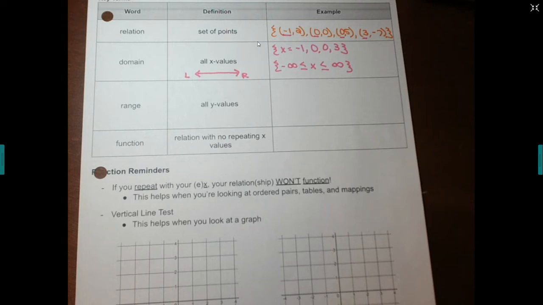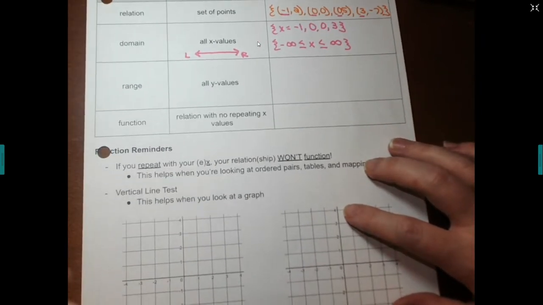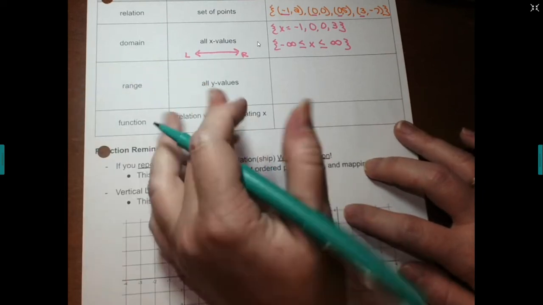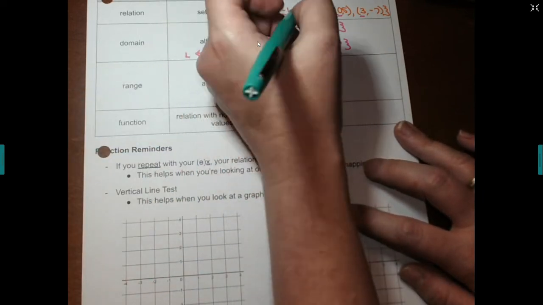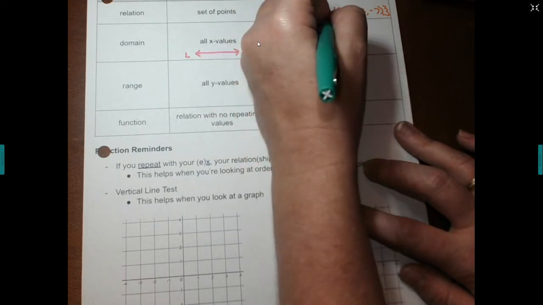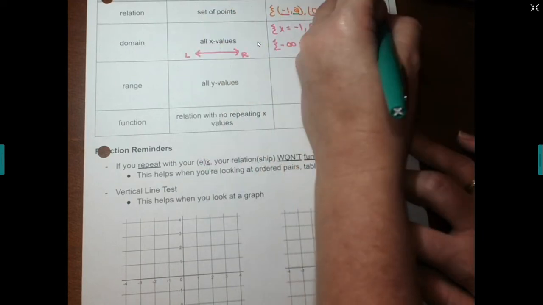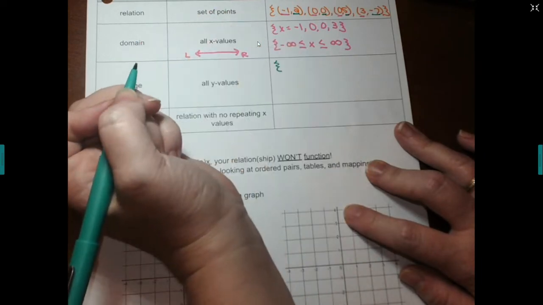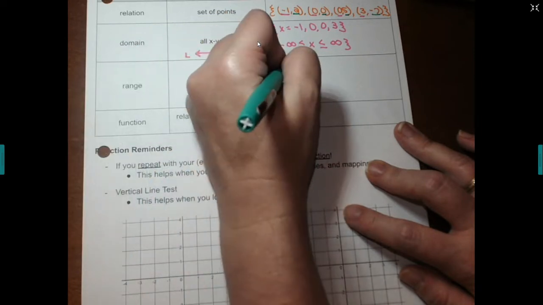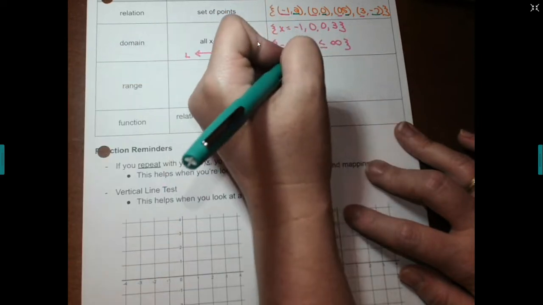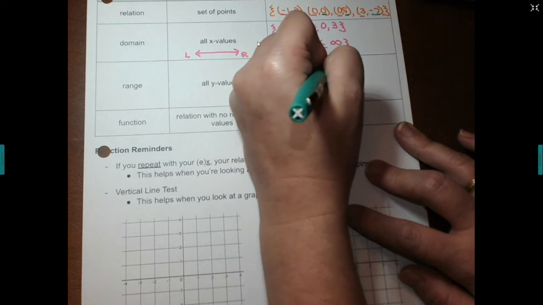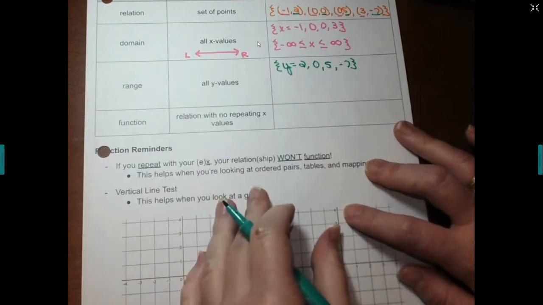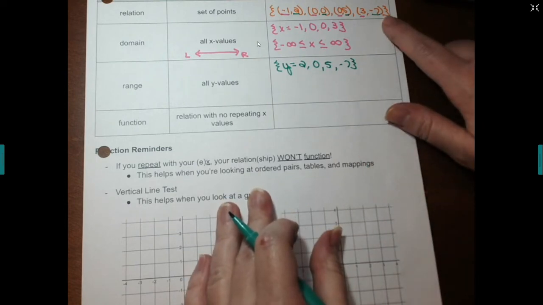Okay, so the next term we're going to talk about is range. So we talked about domain is all x values. Well, range is all y values. So let's look at our relation we had up here. So our y values are going to be 2, 0, 5, and -7. So if I wanted to write the range of that, instead of x equals, now it's going to be y equals 2, 0, 5, and -7. So that is what a range of something like that looks like.